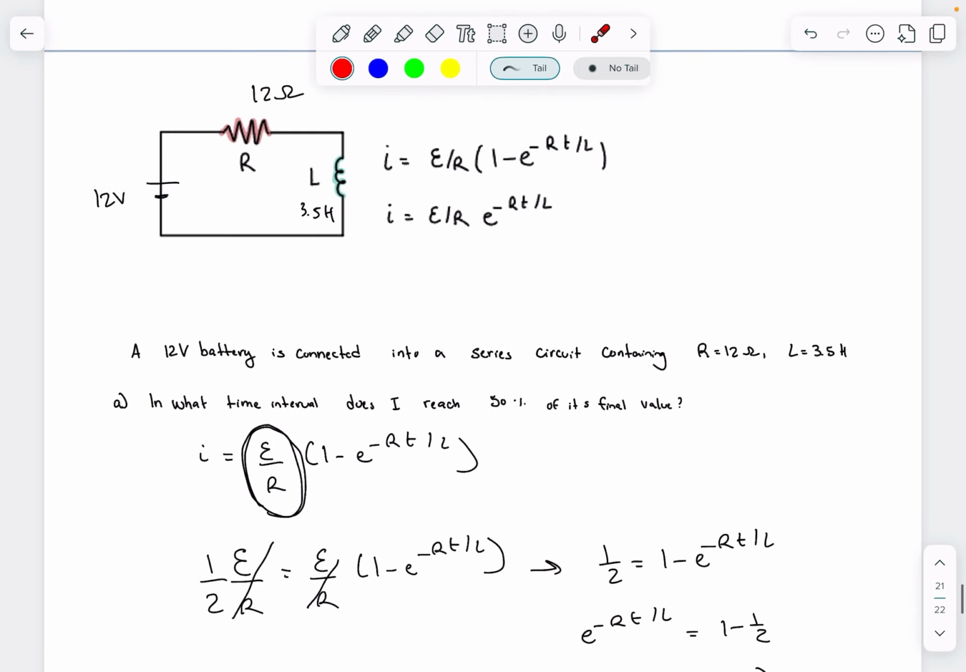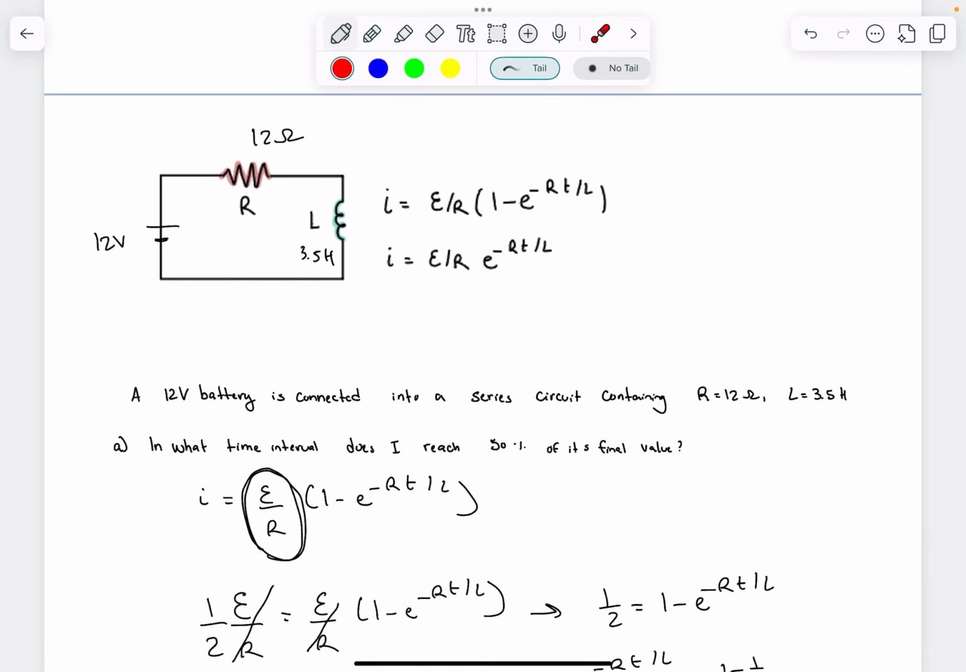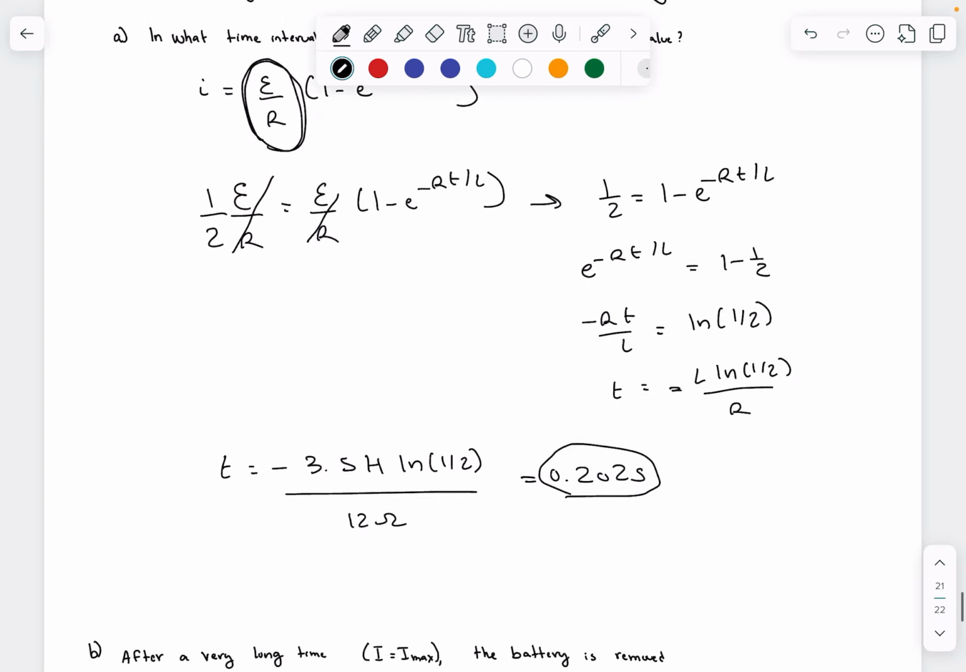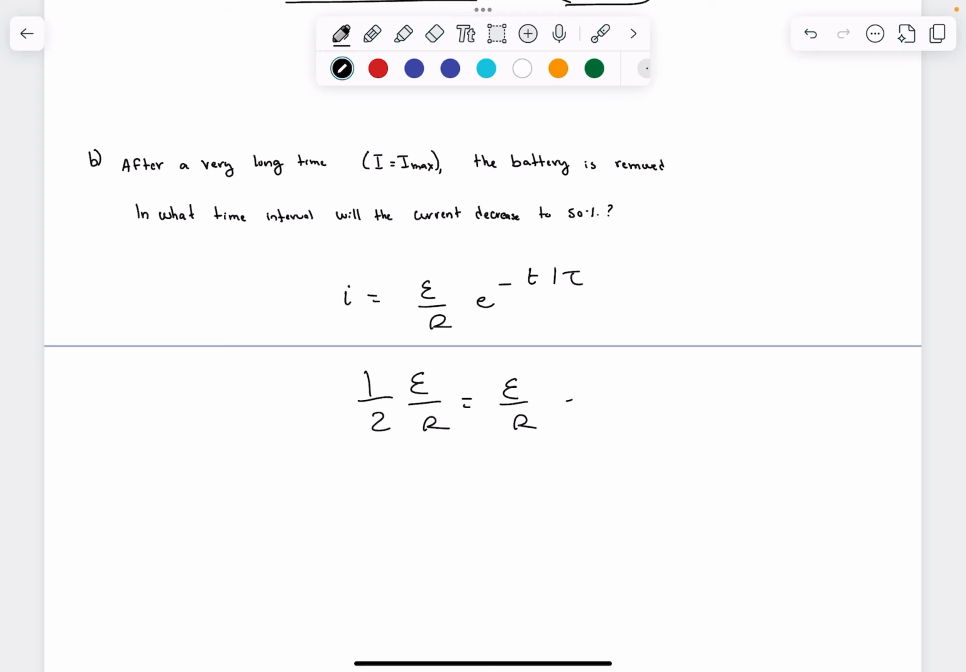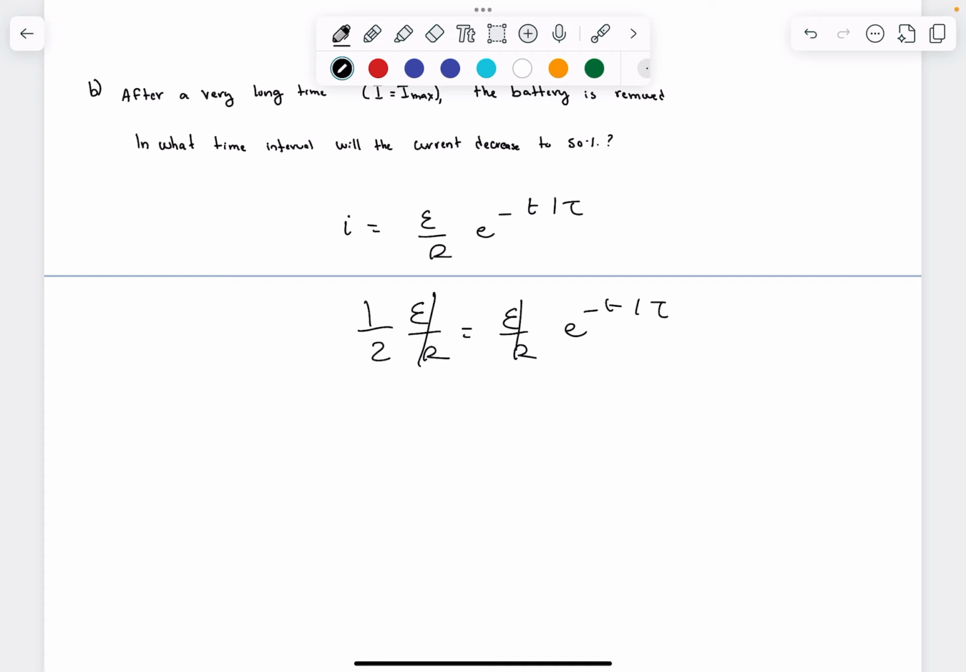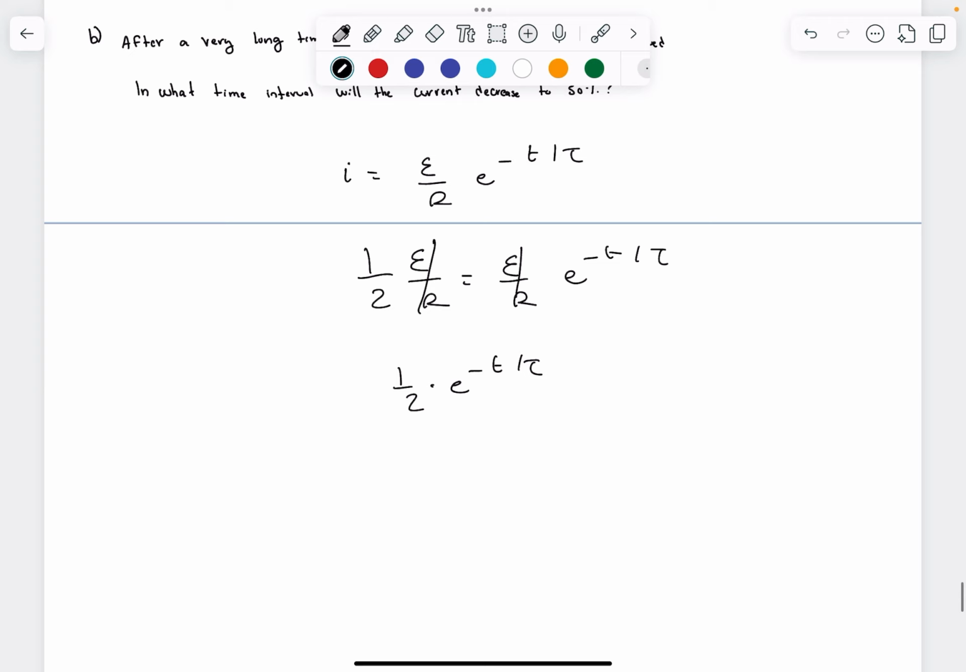But let's go ahead and prove that by using this equation here. Right, so I is equal to E over R, e to the negative RT over L. So I'm just going to rewrite that here. And remember that I now want a 50% decrease. So here I want my I to be equal to, again, 1/2 E over R is equal to E over R, e to the negative T over tau. So these two cancel out again, and I get 1/2 is equal to e to the negative T over tau.